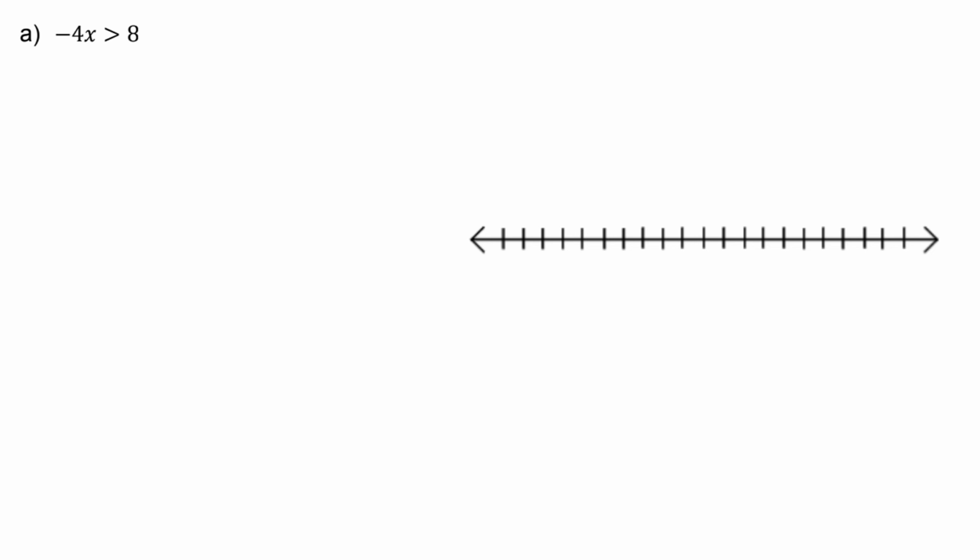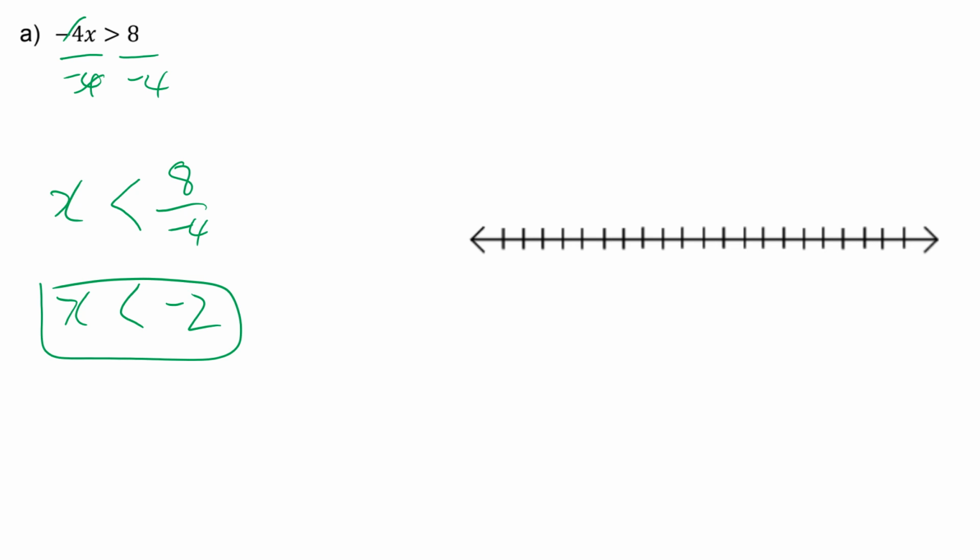You can deal with positive and negative signs anytime. This time I'm going to speed things up. Divided by negative 4, x. By the way, because I divided by a negative number, the direction should change. 8 divided by negative 4 should be negative 2. So if this is 0, anything that's smaller than negative 2 should be my solution, to negative infinity.